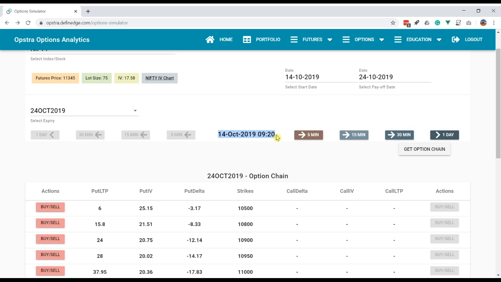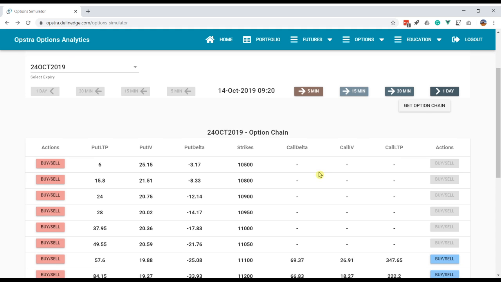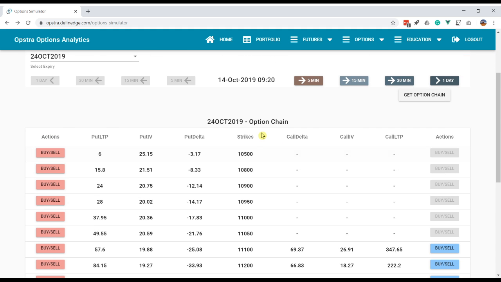Once you have this time point, then we'll say get option chain. What it does is that it goes back in time and brings up the historical option chain for that particular time point, which is 9:20 in the morning of 14th October, and it will show which expiry this option chain belongs to. So this will be 24 October. On the right side of the strikes, you will find the call option data like call delta, call IV and call LTP, which is last trading price. And on the left side, similarly, you will find put option data.